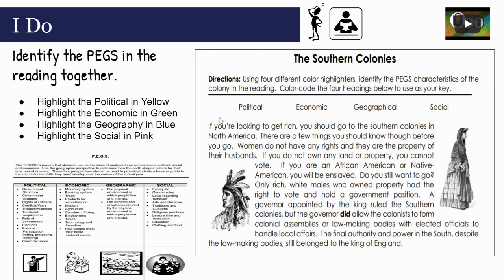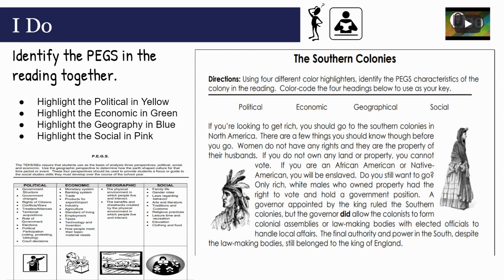By highlighting political, economical, geographical, and social in the color that you're going to use. And then as we read, you're going to highlight those things. So my reading is actually pre-highlighted. So after I read, we'll go through, we'll talk about those things, and then I will push enter so you can see how it's highlighted so that you'll know what to do with yours.